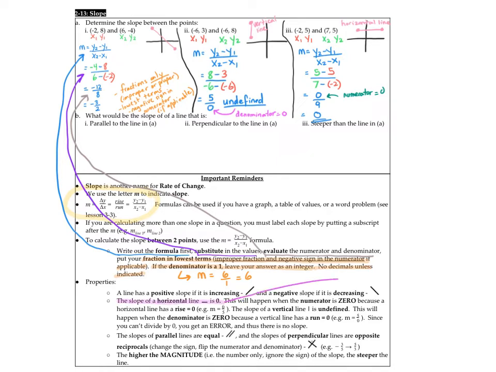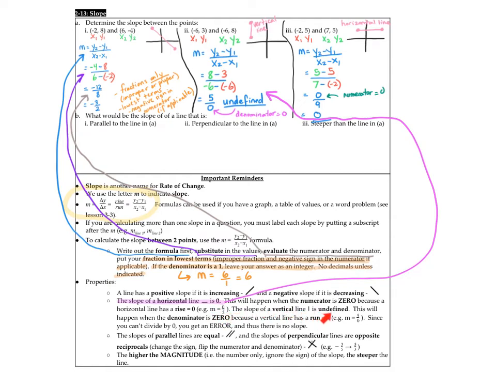And that occurred in this example right here. And that will happen when the numerator is 0, because a horizontal line has a rise of 0, which means the 0 is on the top.